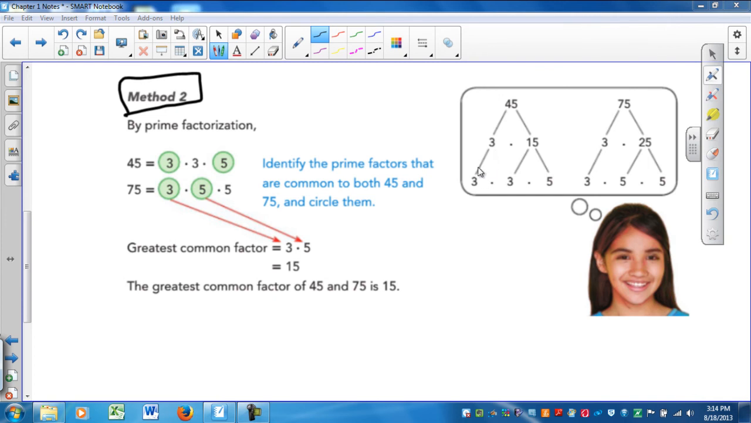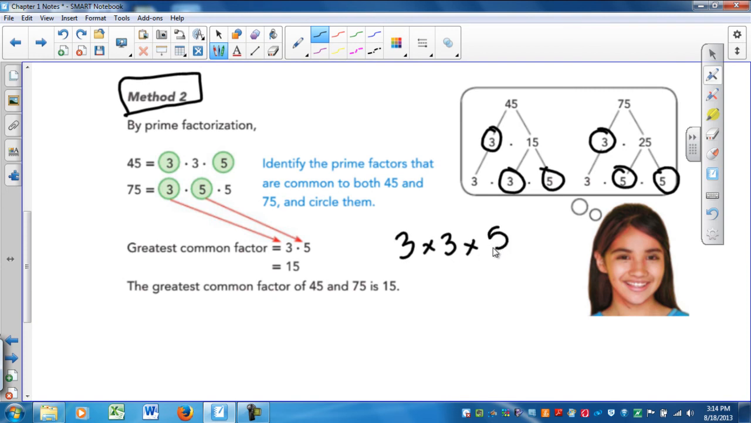The only thing they did differently is that I would have circled the primes here. We always circle prime numbers, if you'll remember from the last learning target. So when you circle them as primes, when you're doing GCF, we would write this out as 3 times 3 times 5. That's 45. And then for 75, we would do 3 times 5 times 5.